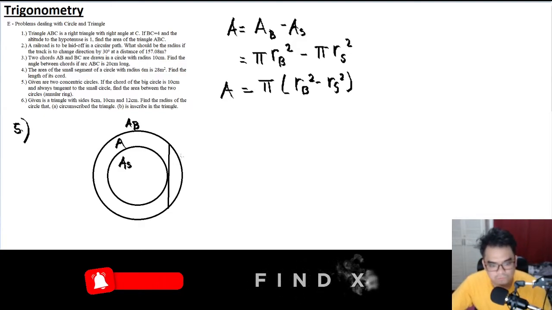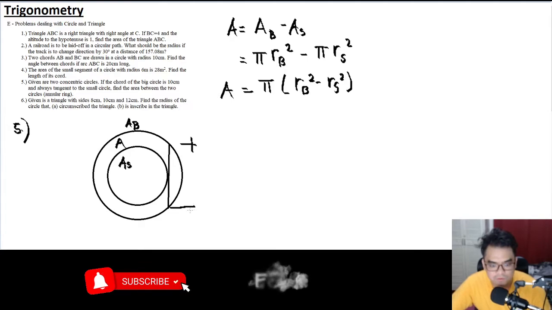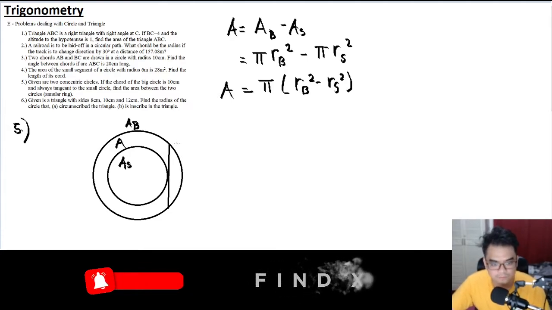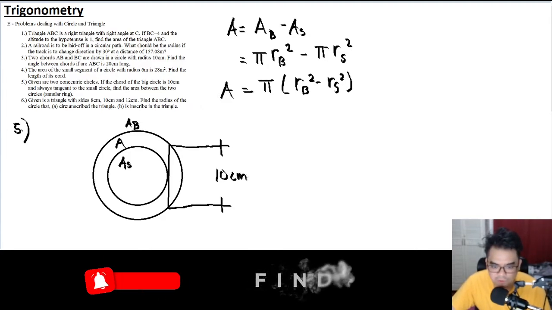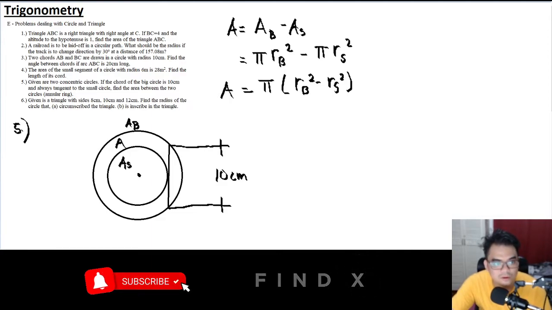So if we have a length here, right? I think the length of this one is 10, right? Is it 10? Yeah, it's 10 centimeters. The chord is 10 centimeters. Now, if this will be your center, and I make a line here, let me make that a different color. So there's a line here, and I will also make another line here. As you can see, you will be able to make a triangle, right?